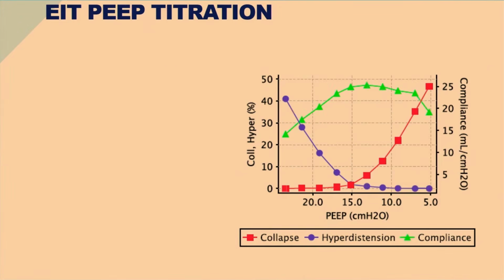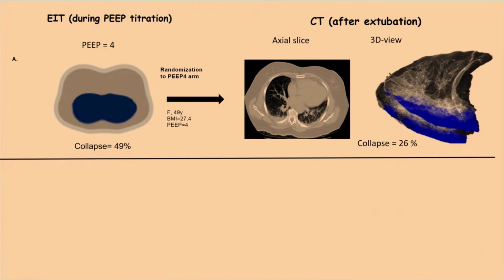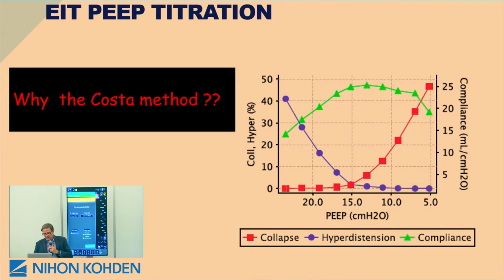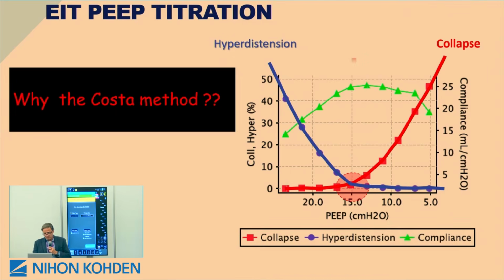So we have, in many studies, for instance this study validated in anesthesiology, we have described this Costa method that we used with EIT. And when we do the PIP titration, we can calculate the amount of collapse in different PIP steps and the amount of overdistension in blue. So collapse, overdistension, and in green you have compliance. What is special about this method?